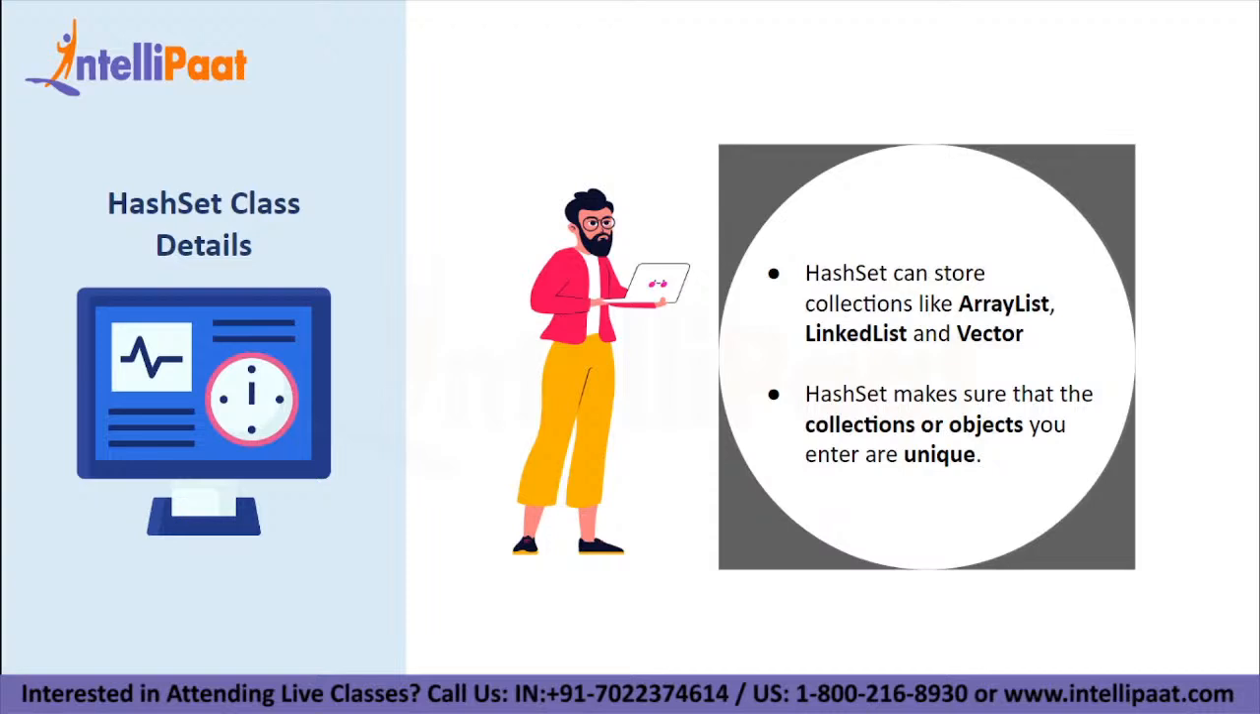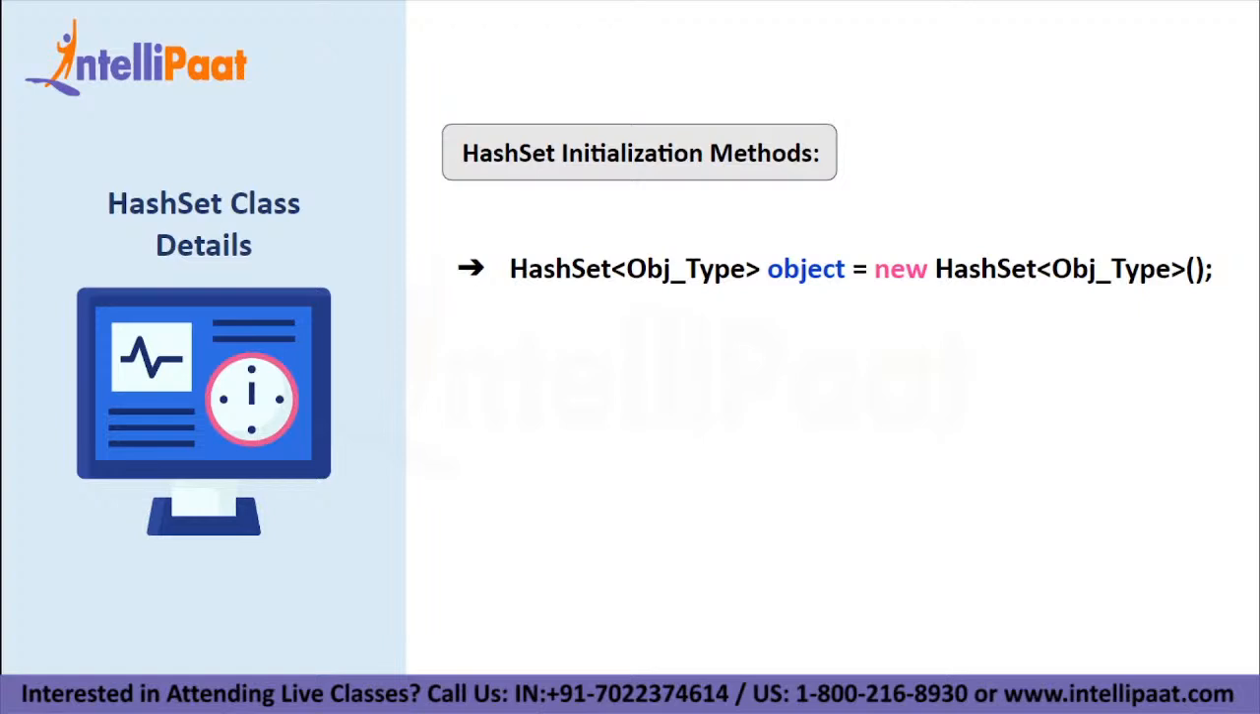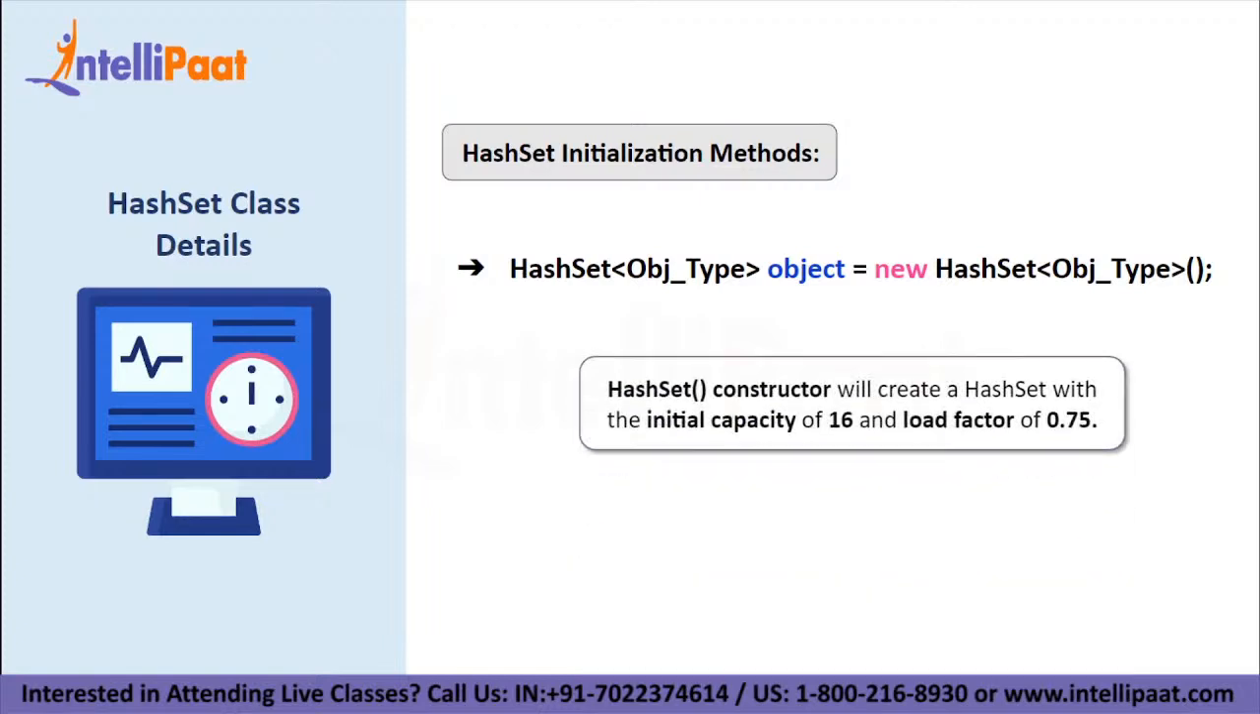Now let's learn how we can create the instance of the hash set class. We have 4 different approaches to construct the hash set. Let's begin with the generic constructor. The generic constructor syntax goes like: HashSet<object type> object name = new HashSet<object type>(). This constructor is used to build an empty hash set object in which the default initial capacity is 16 and the default load factor is 0.75.